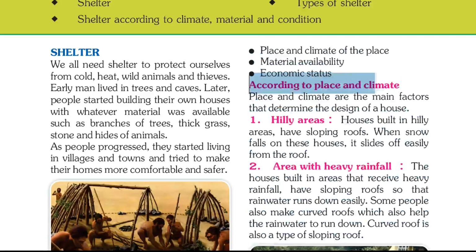According to place and climate. Place and climate are the main factors that determine the design of a house. Hilly areas. Houses built in hilly areas have sloping roofs. When snow falls on these houses, it slides off easily from the roof.